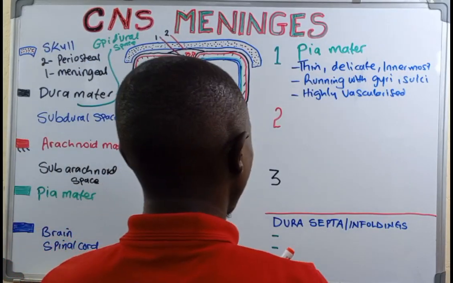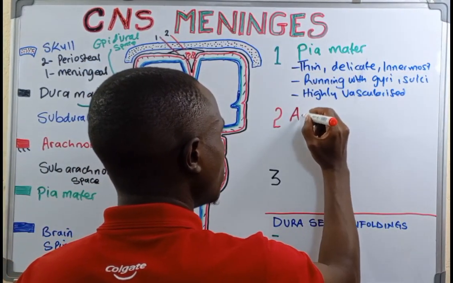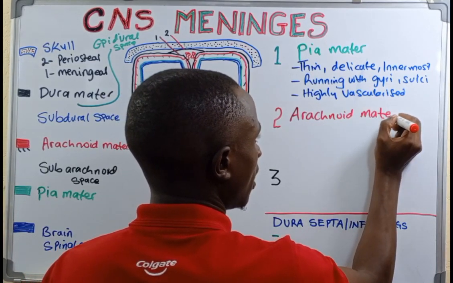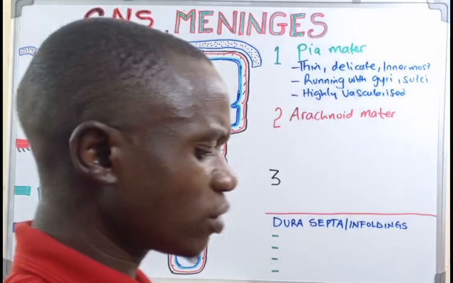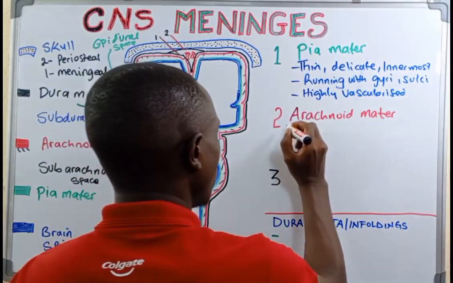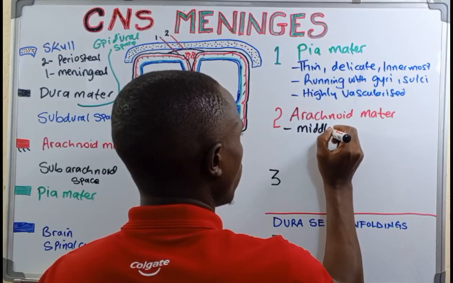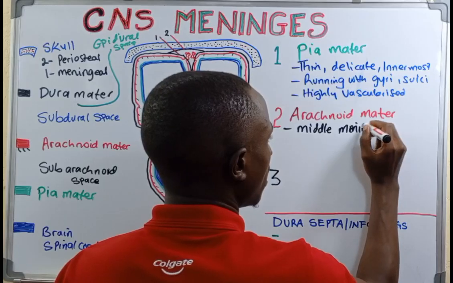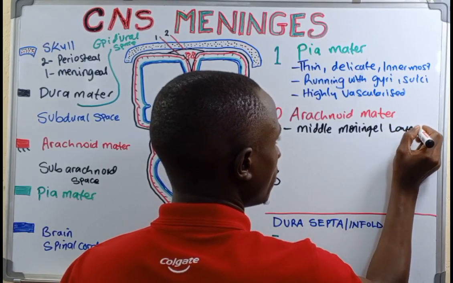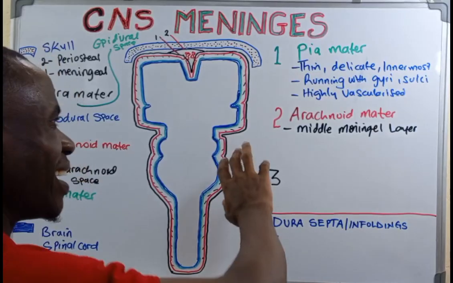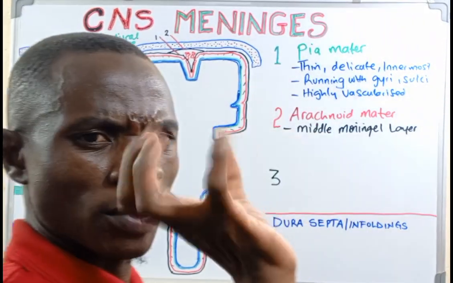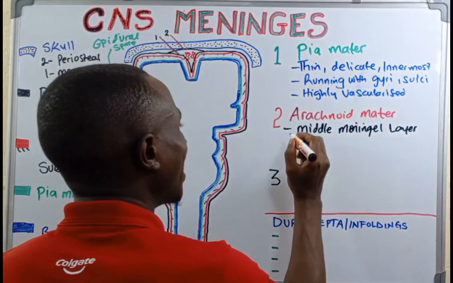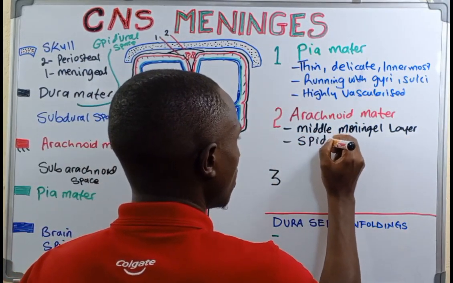Okay, then we come to the arachnoid matter, which is our second meningeal layer. Now the arachnoid matter, we said, is first of all our middle meningeal layer. And of course we have seen that arachnoid means more of spider. It is going to have those kinds of projections, so it is going to look like a spider.